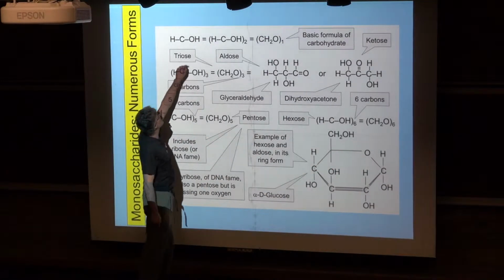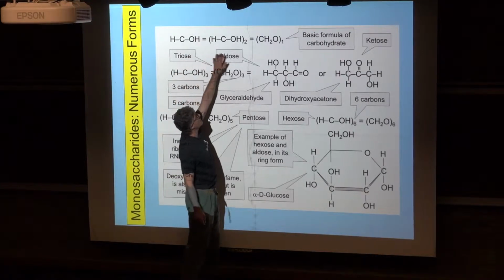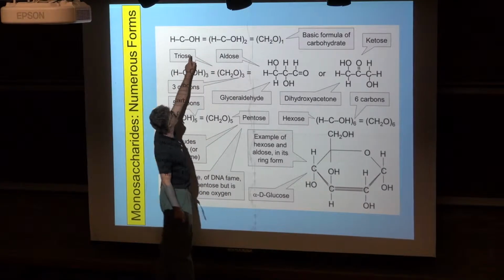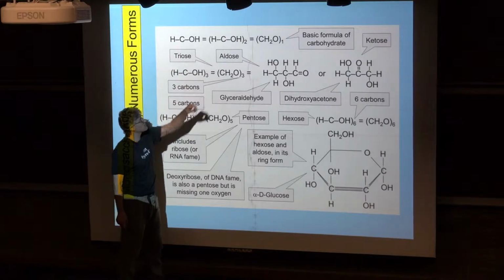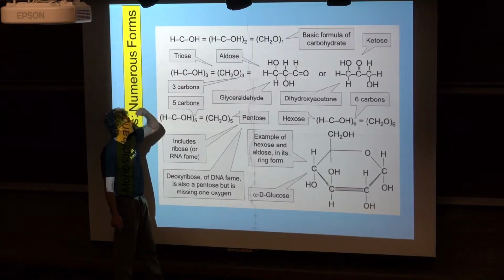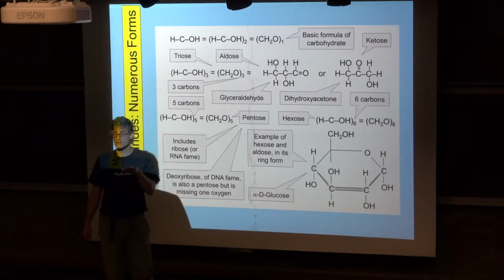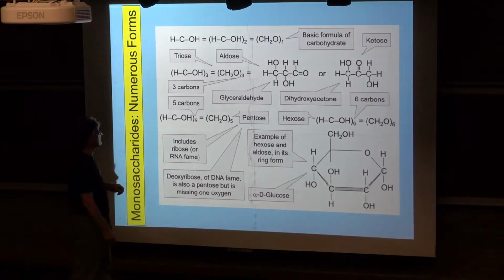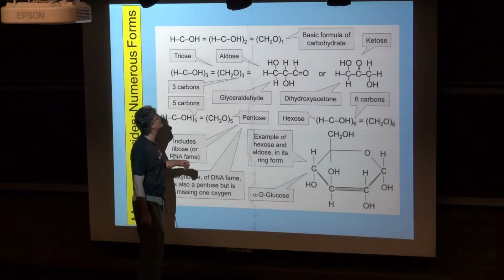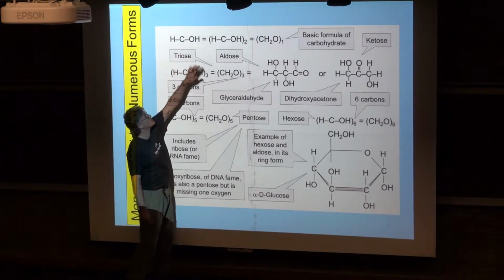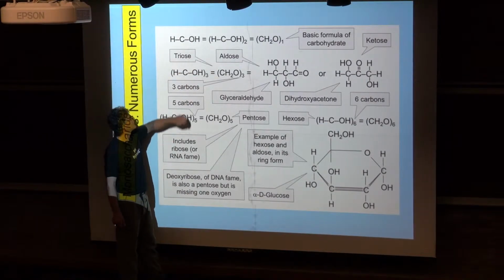So first of all is this whole idea of carbohydrate. If you have just a unit that consists of CH2O, that's the basic formula. If you put an N there, you have the different number of carbons that make up an individual carbohydrate. And this is just different ways that you could show this CH2O.